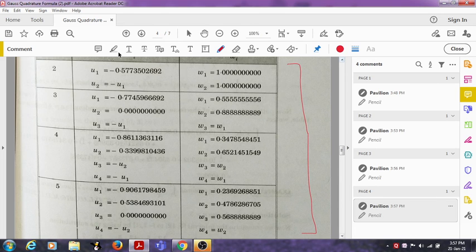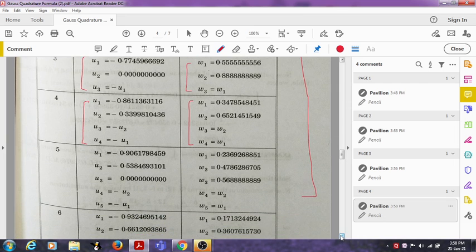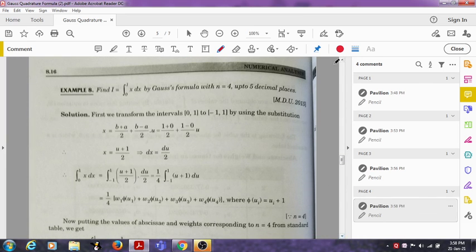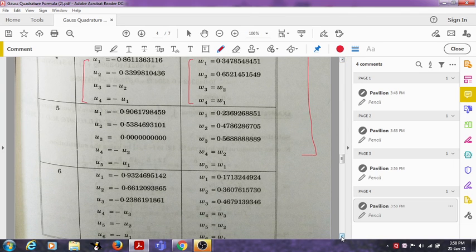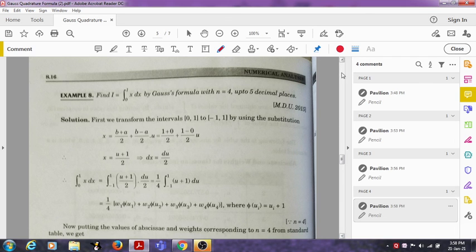quadrature formula. If we look here, for n equal to 2, this is u1, u2, and this is the set of values w1 and w2, and that is equal to 1. For n equal to 3, there will be 3 values of ui and 3 values of wi, and there will be total 6. Similarly, for n equal to 4, there will also be 4 values for ui and 4 values for wi. Continuing like this, we find the values for n equal to 5 and n equal to 6. So this is the method we have to adopt for solving with the Gauss quadrature formula.